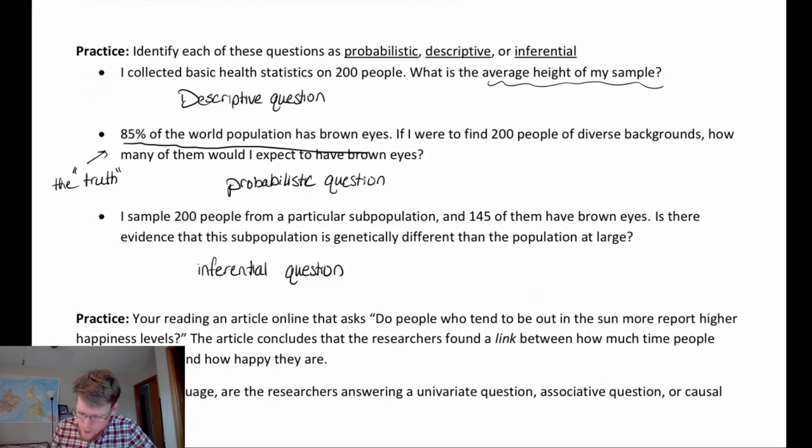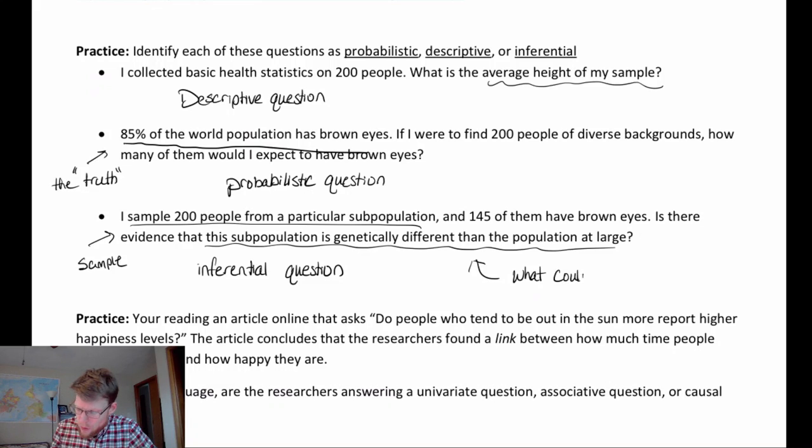So right here, we have our sample. And then we have an open question about what could be true. What could be the truth, we might say. So this subpopulation is genetically different. So I'm going to say what could be the truth.